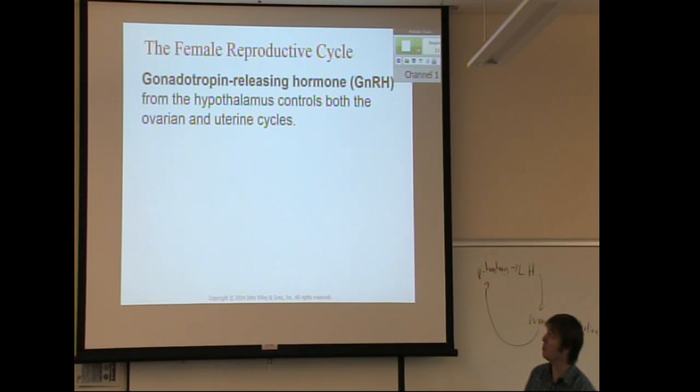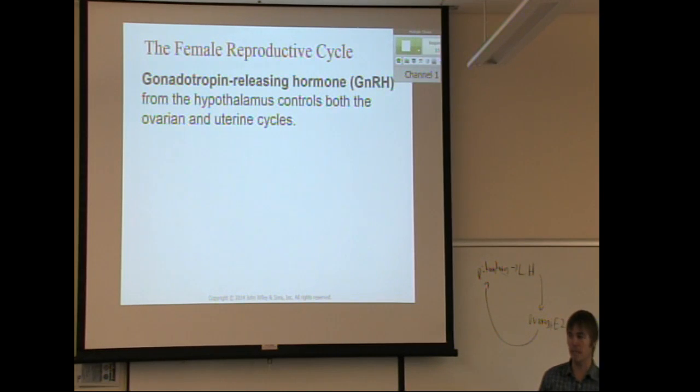Well, first, where's it made? Hypothalamus. Okay, and where does it go? Pituitary. Okay, and what does it tell the pituitary to do? Right. So same function in women and men. Made in the hypothalamus, goes to the pituitary, tells it to make LH and FSH. Same thing.